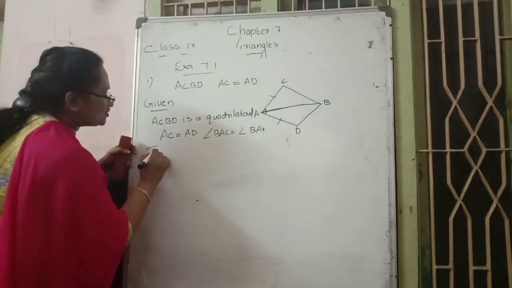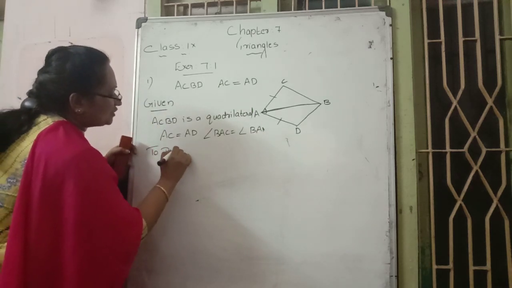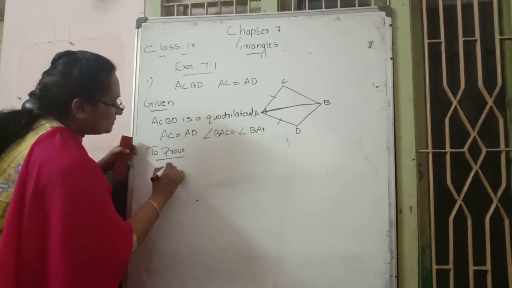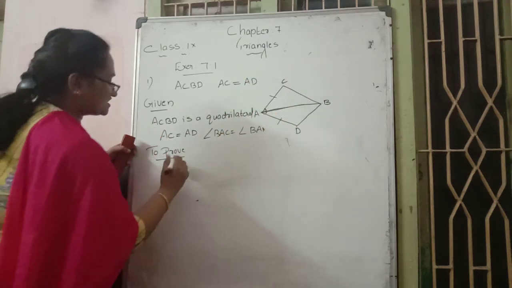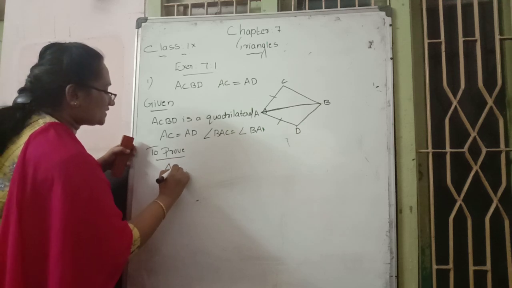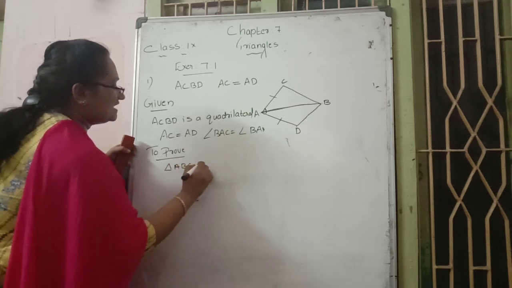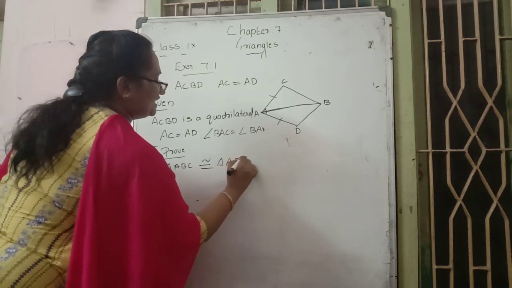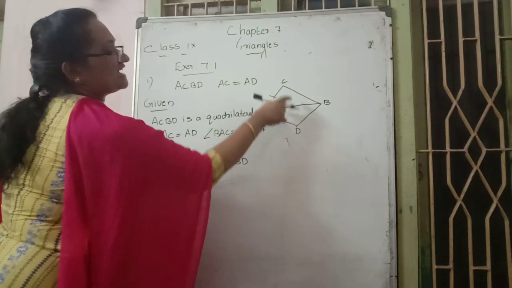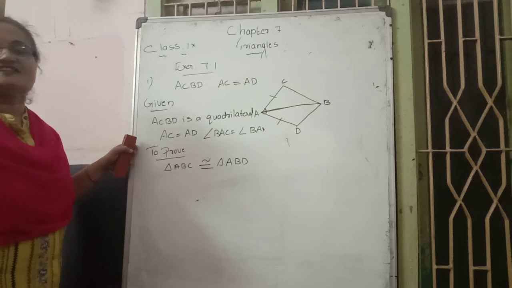The next step is to prove. What do we want to prove here? The bisector divides the quadrilateral into two triangles. We want to prove that triangle ABC is congruent to triangle ABD. We want to prove that these two triangles are congruent.